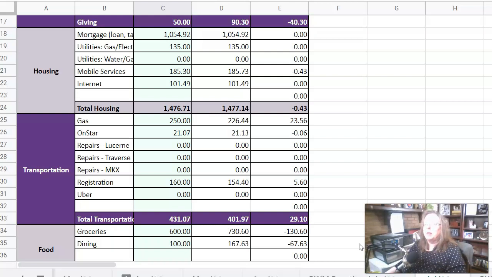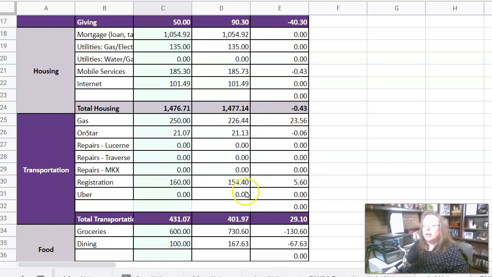So I apologize. Anyhow, moving on to housing, we had $1,054 for our mortgage, $135 for gas and electric utilities, nothing for the city utilities, which is water, garbage, and sewer, which is a quarterly bill, by the way. And then mobile services is $185, internet was $101. We basically came in right on target. We were over by 43 cents.